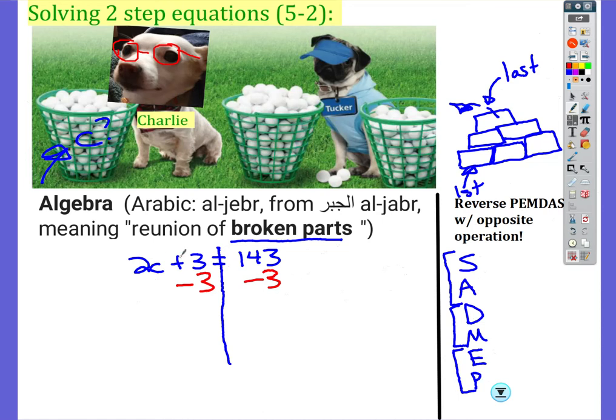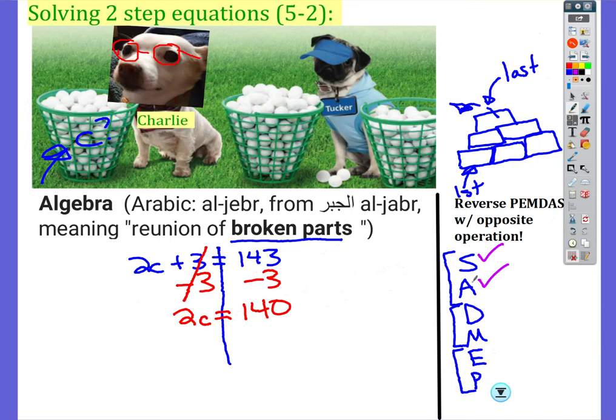And remember, it's an equal sign. It's like a teeter-totter. As long as I do the same thing to both sides, I have not changed this equation. I've only changed what it looks like. So I subtract 3 from both sides, +3 minus 3. That's 0, so that goes completely away, and all I'm left with is 2c on the left-hand side. On the right-hand side, I'm left with 140.